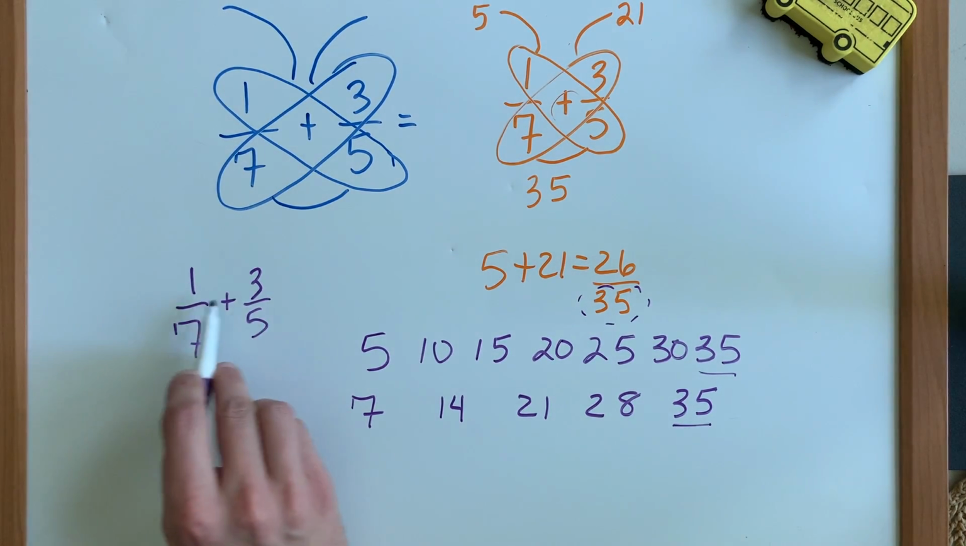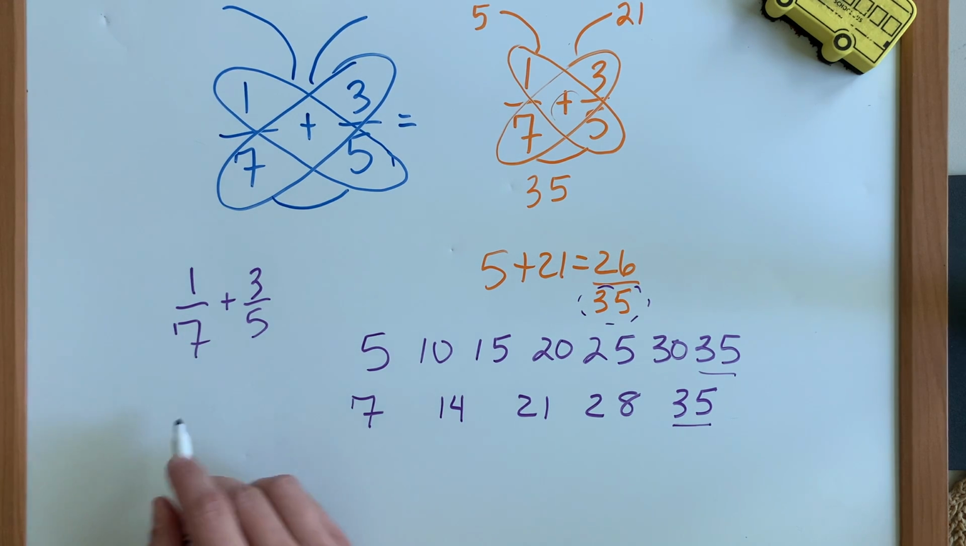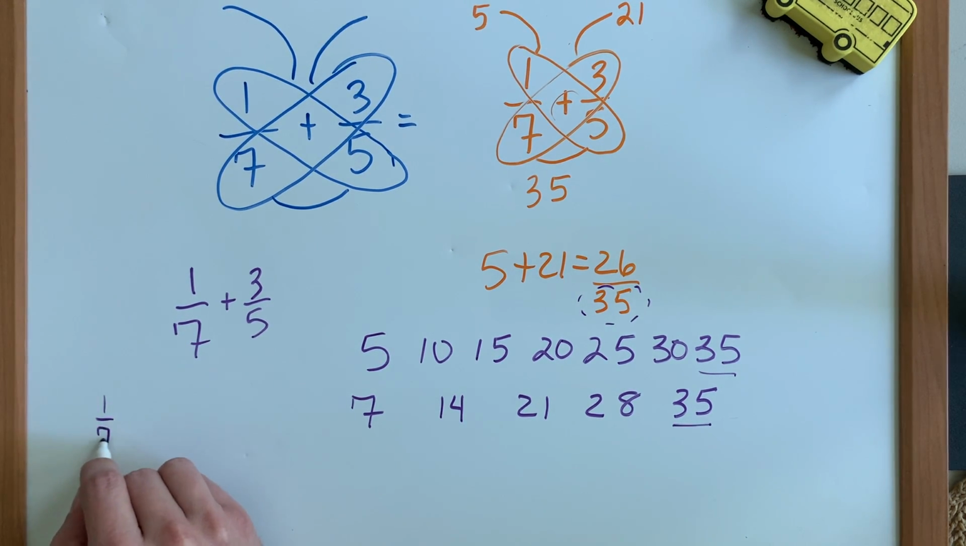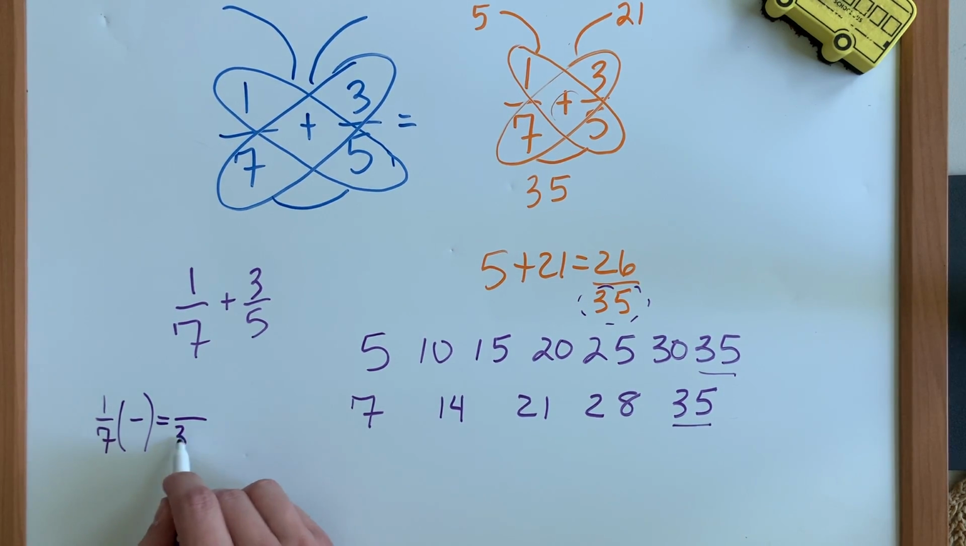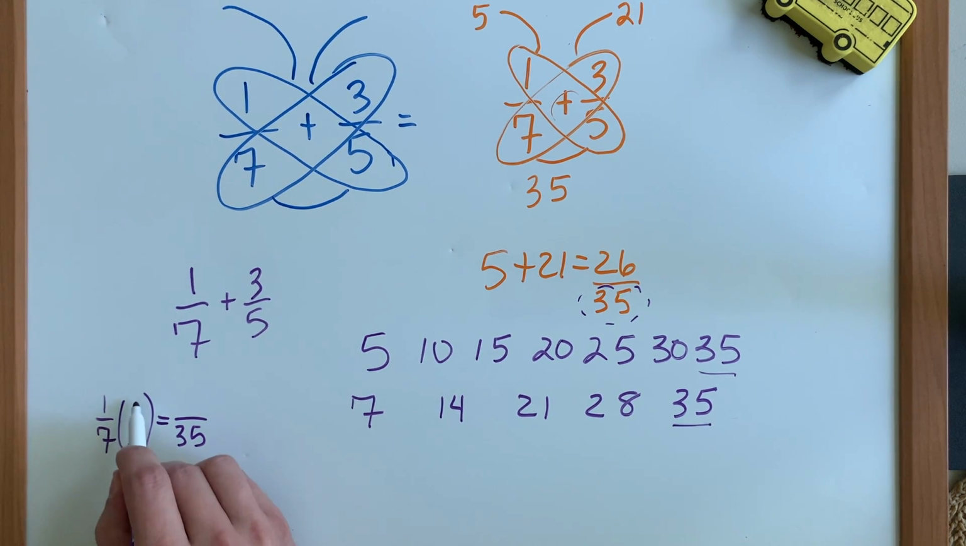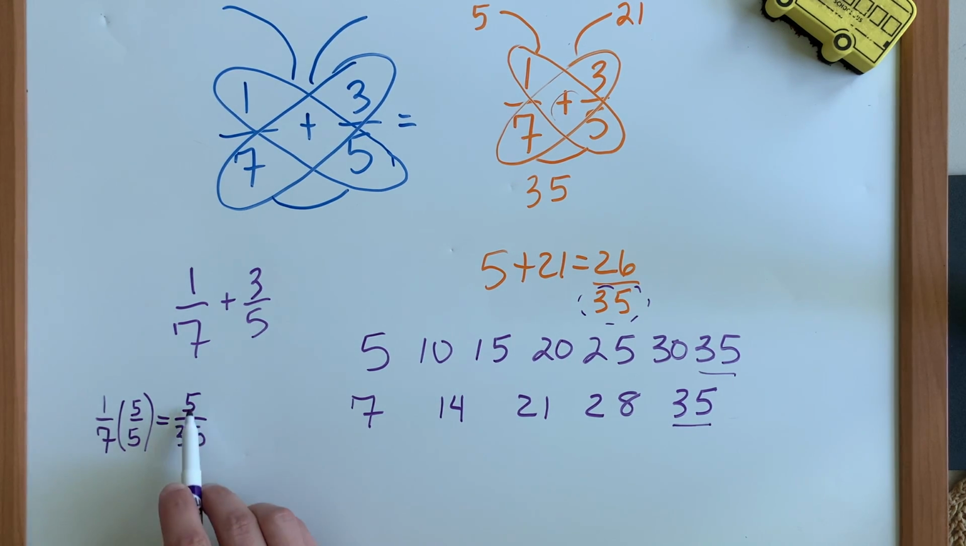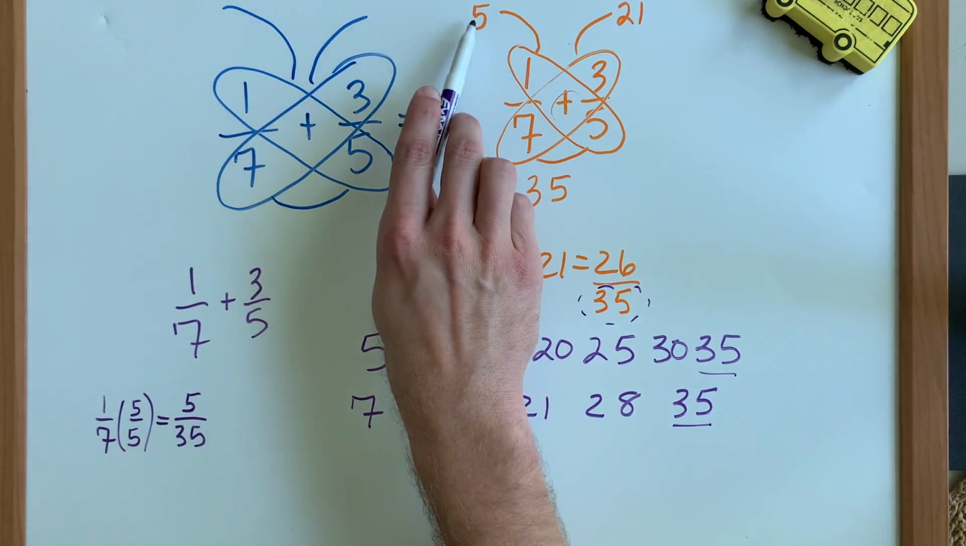So let's go ahead and convert these fractions into equivalent fractions by multiplying with a special 1. 1 over 7 times a special 1 gives me a new fraction with a denominator of 35. 7 times 5 is 35. What's on the bottom needs to be on the top, and 1 times 5 is 5. So 5 over 35. Look at this, 5 is the same as this 5 up here.